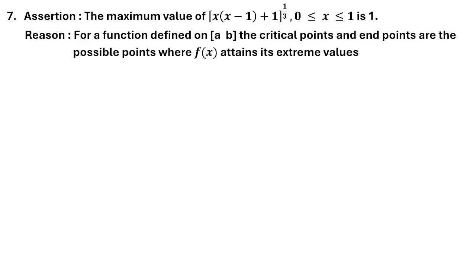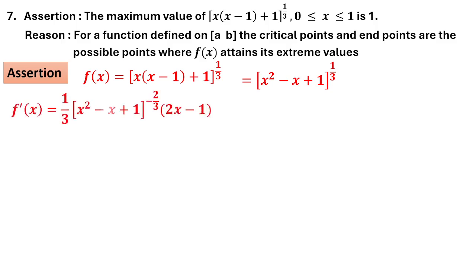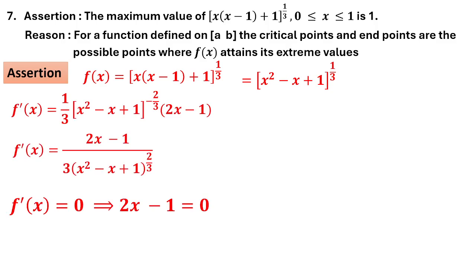Well, now let us go to the second question, number 7. The maximum value is 1. Now let us find the maximum value. For that, what you have to do? You have to find the first derivative. I am equating it to 0, carefully. Only the numerator will be 0. Therefore, x is equal to 1 by 2.